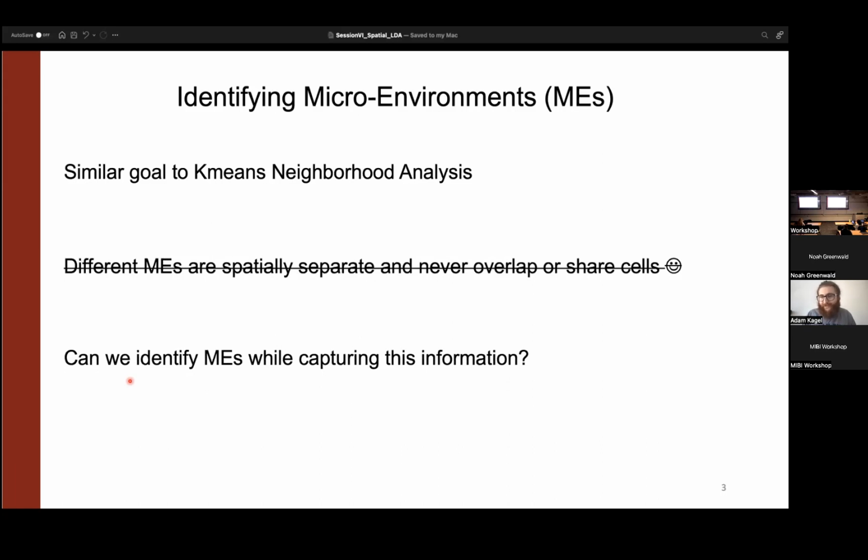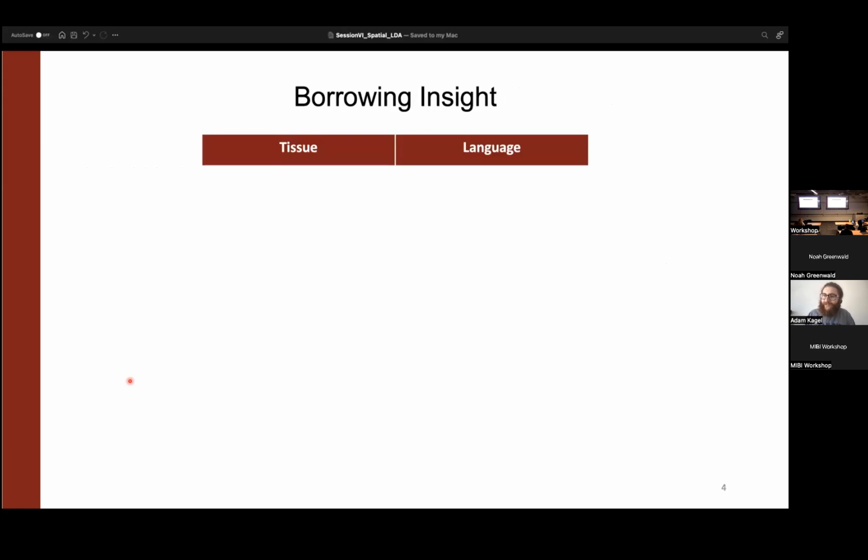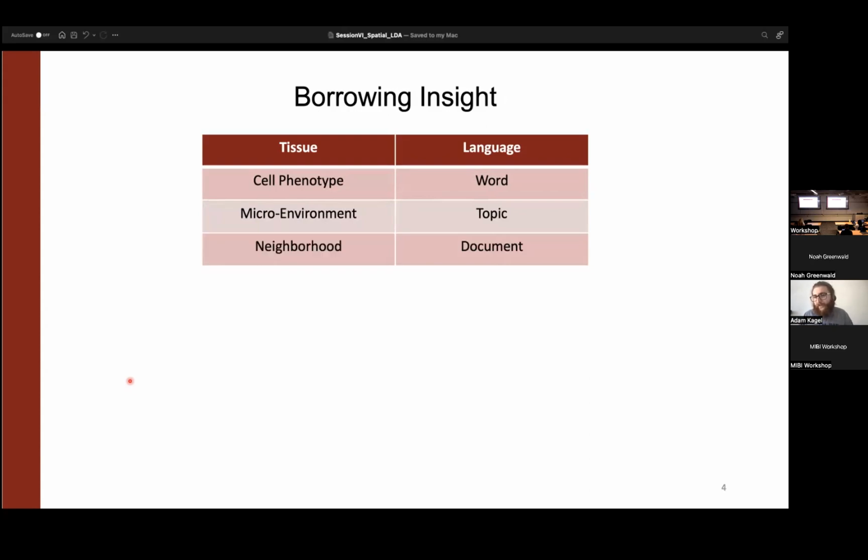To get some insight, we're going to borrow from the topic of language. We're going to translate concepts from linguistic analysis into this sort of tissue analysis. In language, our quanta of information is a word, while here that corresponds to a cell phenotype. A collection of words makes up a topic. So for sports, your words are going to be like baseball, run, goal, stuff like that. In the tissue analogy, that's going to look like a microenvironment: the different cell phenotypes comprising that neighborhood. And a document is going to be the neighborhood itself. A document is going to have a topic and a neighborhood is going to have a microenvironment. That's the analogy you've got to work with here.